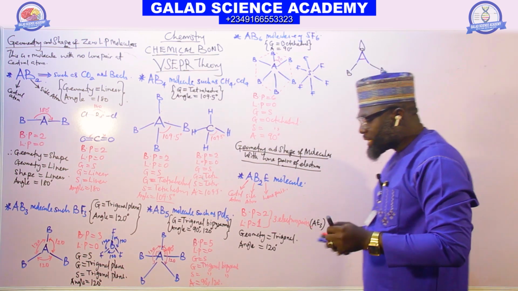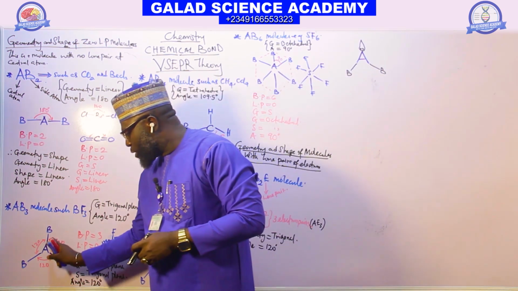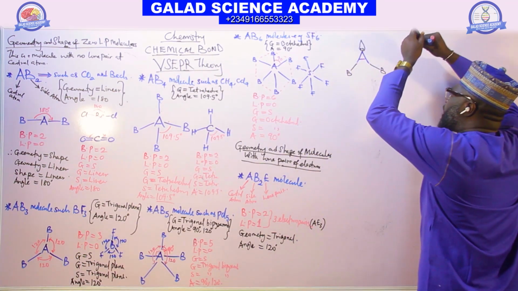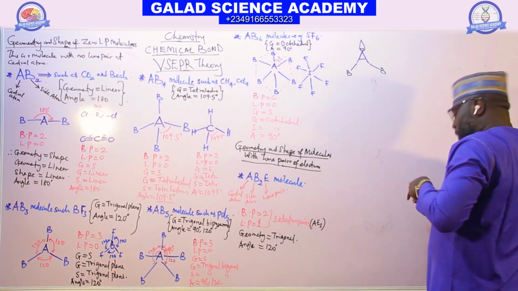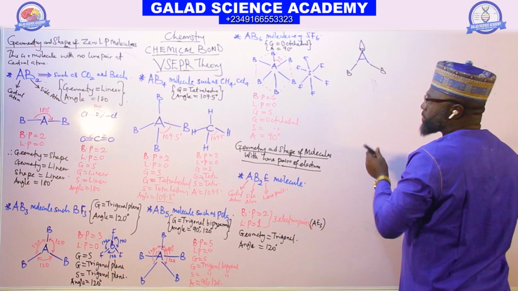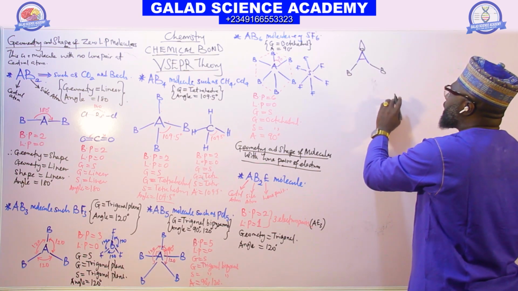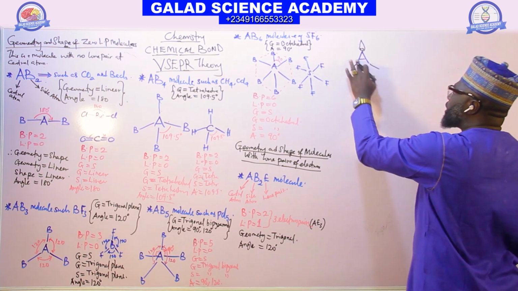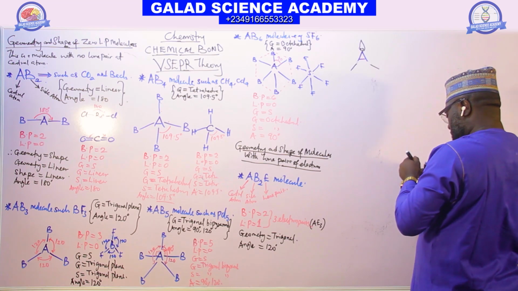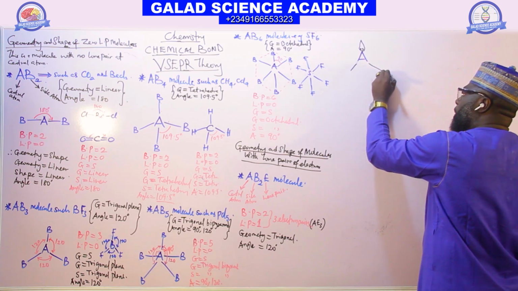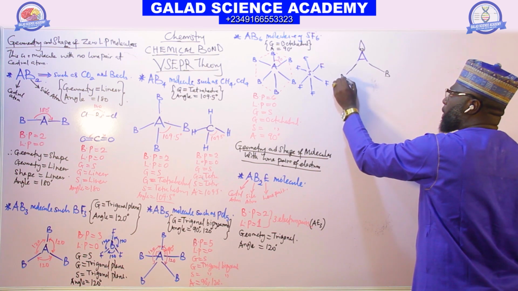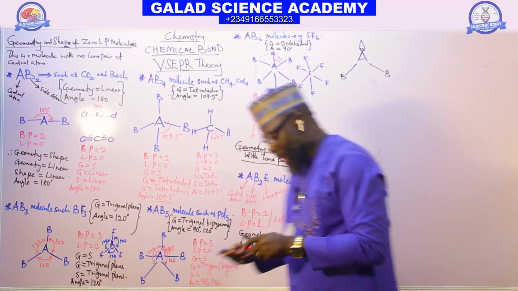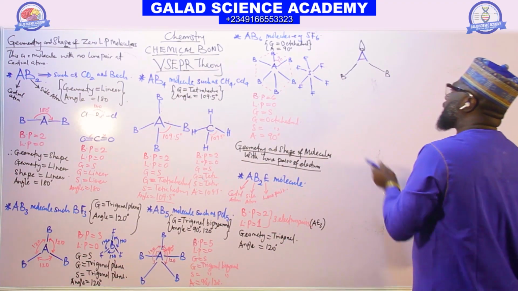So check this side. What is the angle here? 120, 120, 120. So this angle here, you have between what? Let me draw this thing very well. The shape is not really encouraging. So here we have 120. Good.